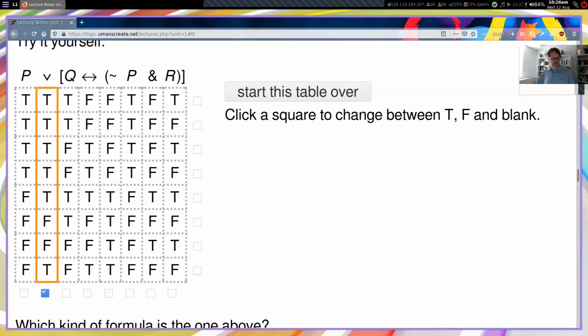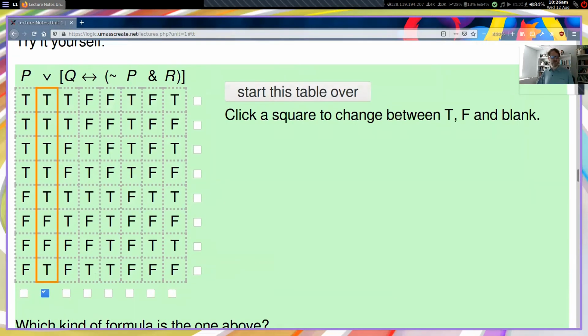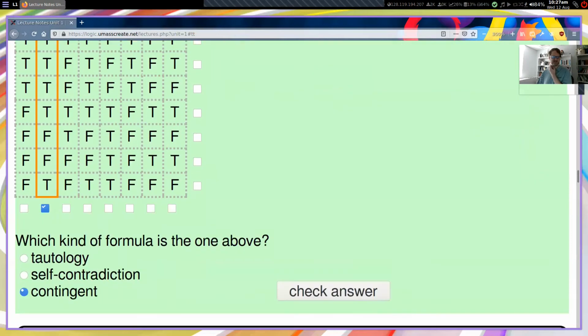So this statement is sometimes true, sometimes false. That makes it a contingent statement, right? On 6 of the possible combinations it's true, and on 2 of them it's false. So we see that this is a contingent statement, because if at least one of these under the final column that you do is true and at least one is false, that makes it a contingent statement.